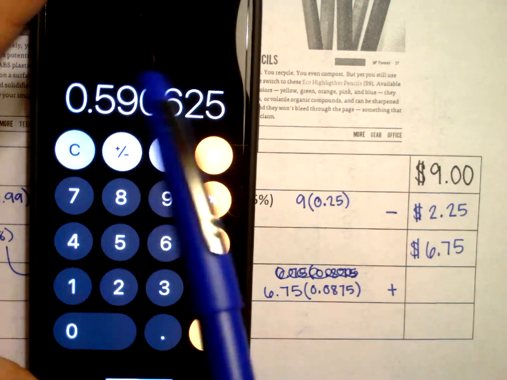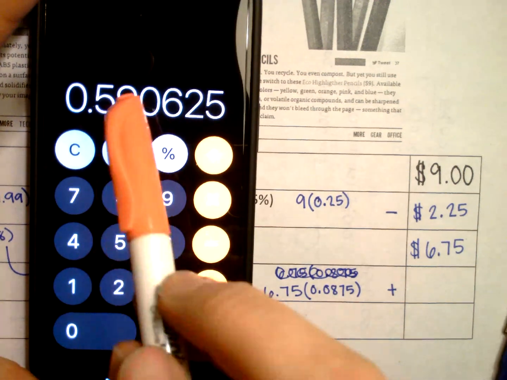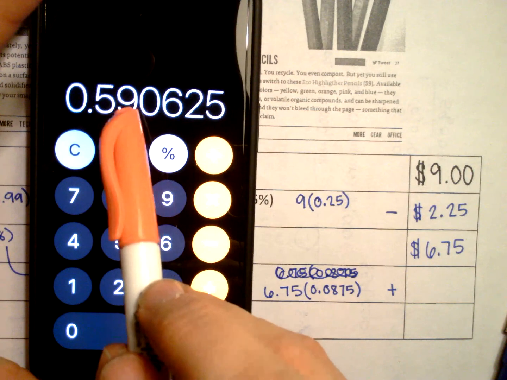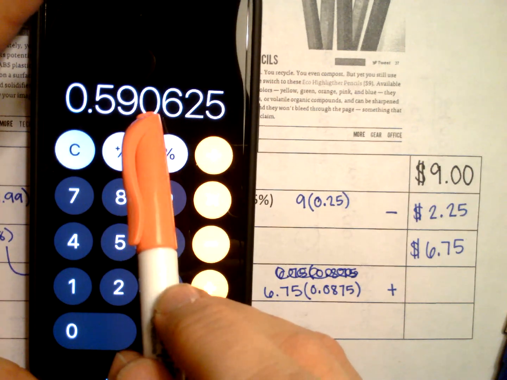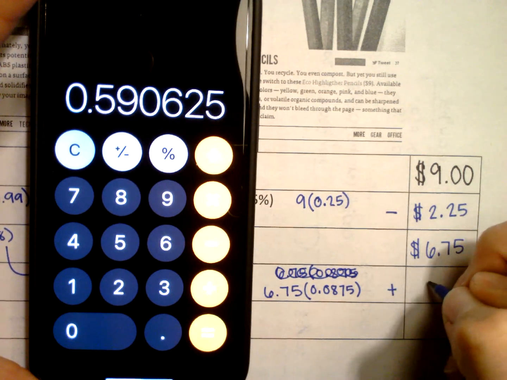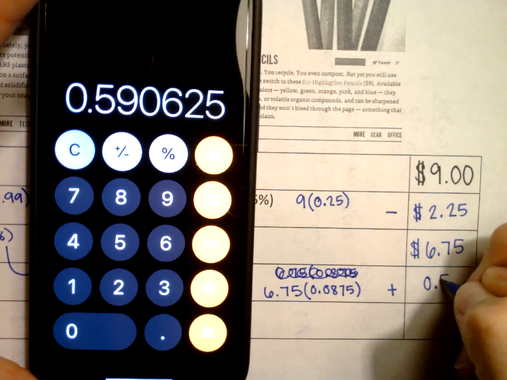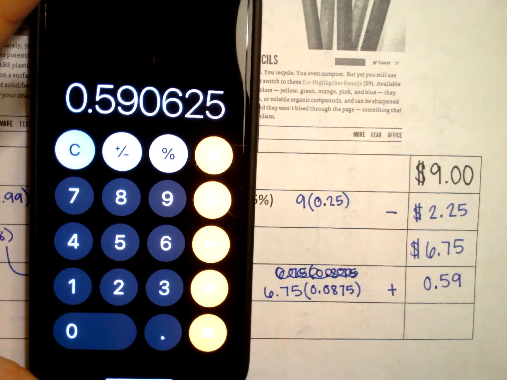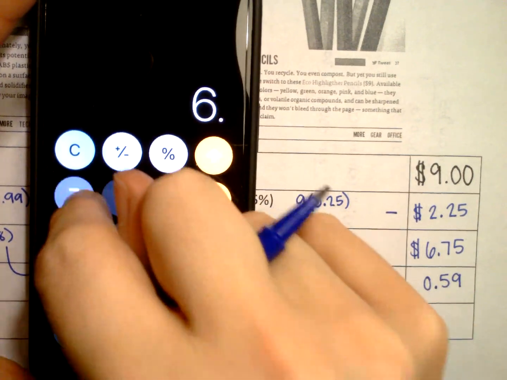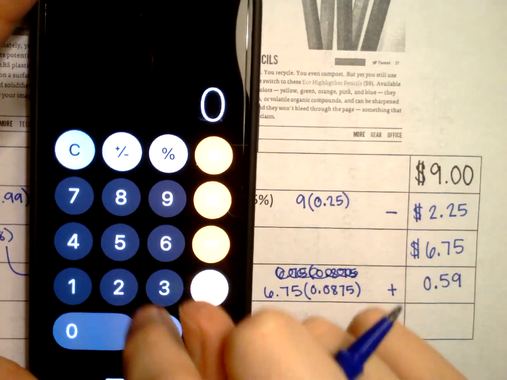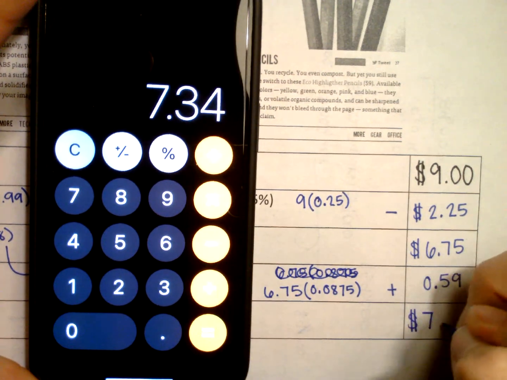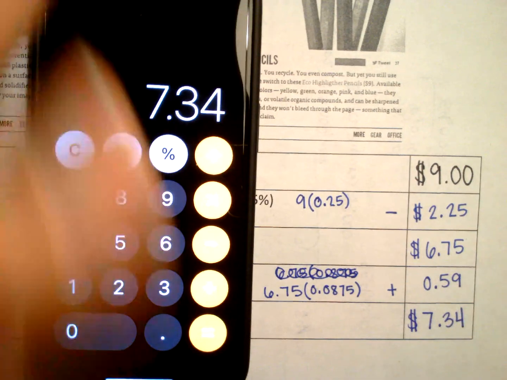Big number again, but I'm dealing with money. So again, I'm going to look at this tenths or hundredths place value. I'm looking at the 9, and I look to the right. It is a 0, which means that the 9 stays the same. So tax is 59 cents. Now, when I add my $6.75 plus the 59 cents for tax, I get $7.34.